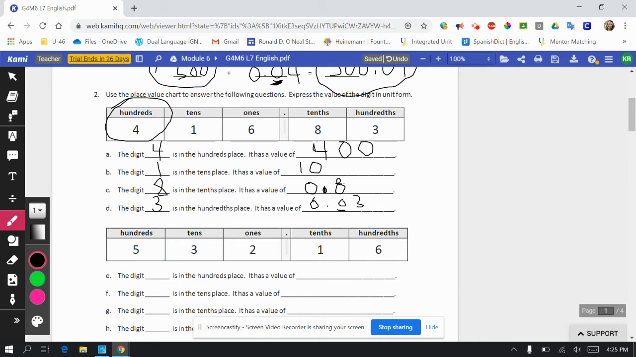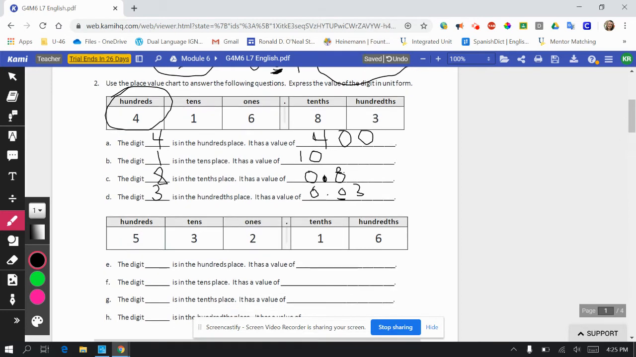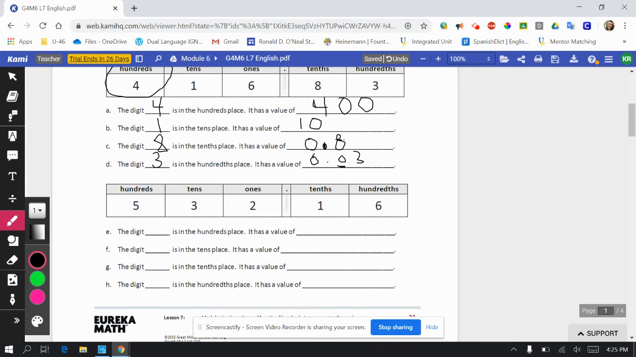All right, go ahead and give that next one a try and then come back and see if your answers are correct. You can do that by hitting pause on this video. Then come back, see if you're right.